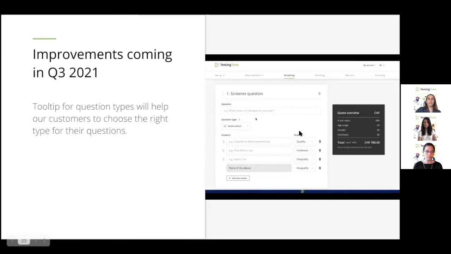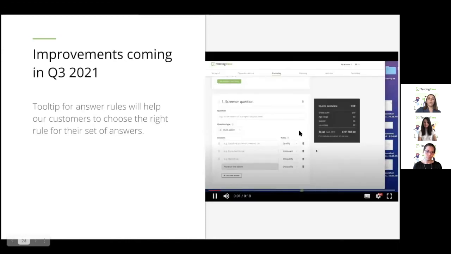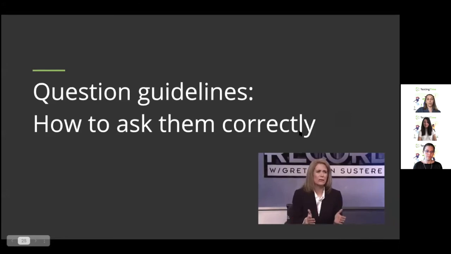And it's the same when it comes to the rules. Whenever you're at the point of marking the rules for your answers, you have help there, and you can see what qualify, irrelevant, and disqualify mean, so you can better choose the rules for your answers. And now back to the question guidance and to Celine.